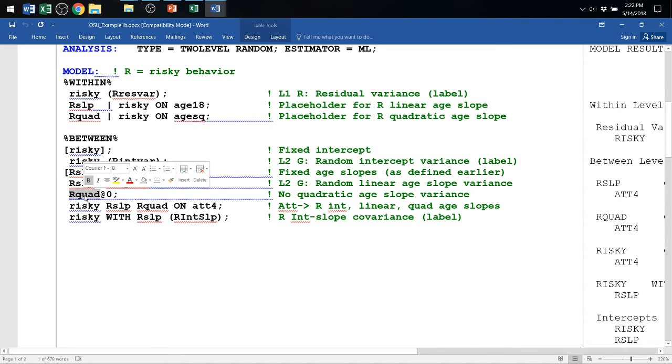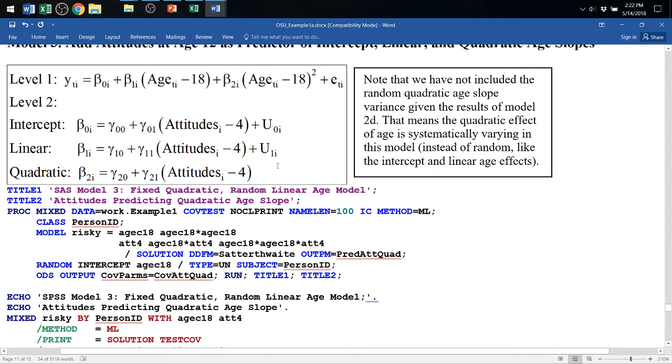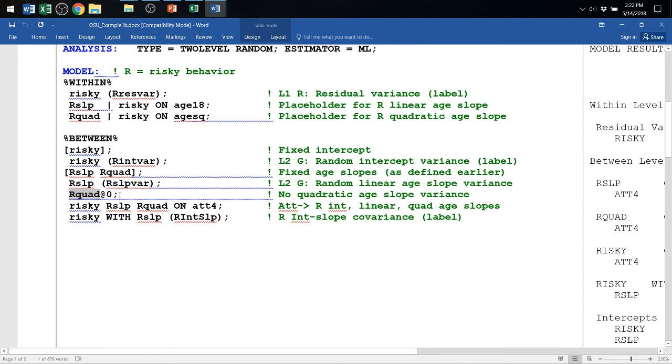Note that I have r quad and then an @0, because in the model we just finished, there was no random quadratic variance. The U2 is not here. So you have to actively shut it off in M+, and you shut it off by doing an @ sign and a 0. Questions so far?